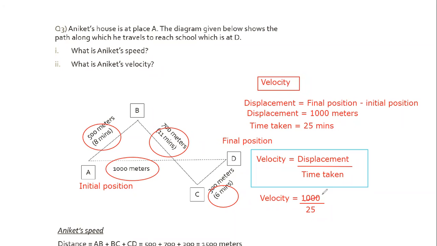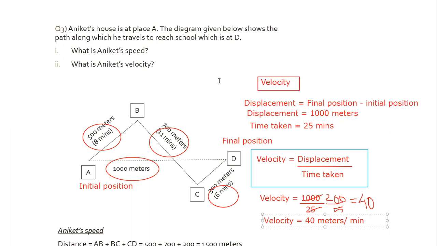Okay, let's first divide both 1000 and 25 by 5. How do we get 1000? 25 into 200 is equal to 1000. So we'll write 200 over here. 200 divided by 5. What is 200 divided by 5? 40. So our velocity will be equal to 40 meters per minute. Right? So we've written the velocity here. Velocity is equal to 40 meters per minute.